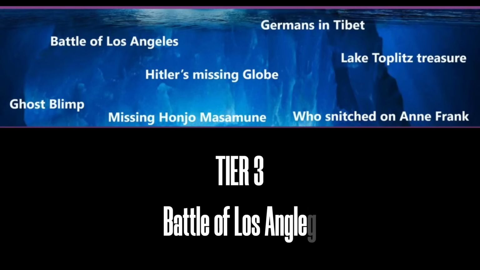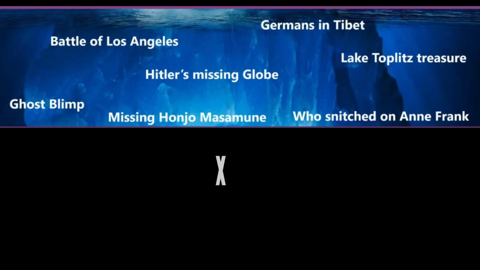Tier 3. Battle of Los Angeles. The Battle of Los Angeles, also known as the Great Los Angeles Air Raid, occurred on the night of February 24th through the 25th, 1942, during World War II. The incident unfolded when unidentified objects were sighted in the skies above Los Angeles, California, prompting widespread fear and confusion among residents and military authorities.